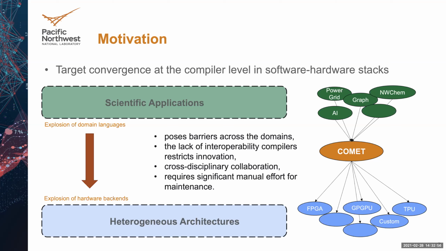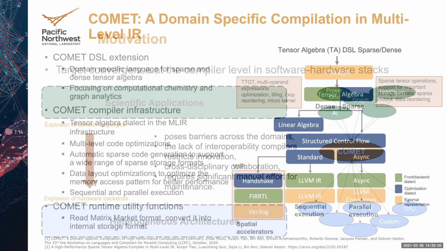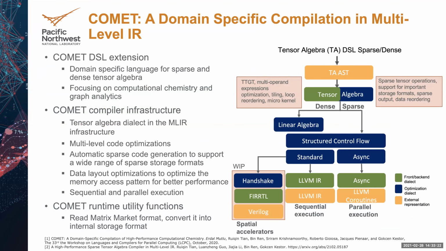And when we think about the different domains, for example, Power Grid and NWChem, this causes difficulties for cross-disciplinary collaboration. Because of that, we developed the COMET compiler. The COMET compiler targets different application domains and heterogeneous systems. So in a nutshell, what is COMET? COMET is a compiler infrastructure that comes with a DSL as well.